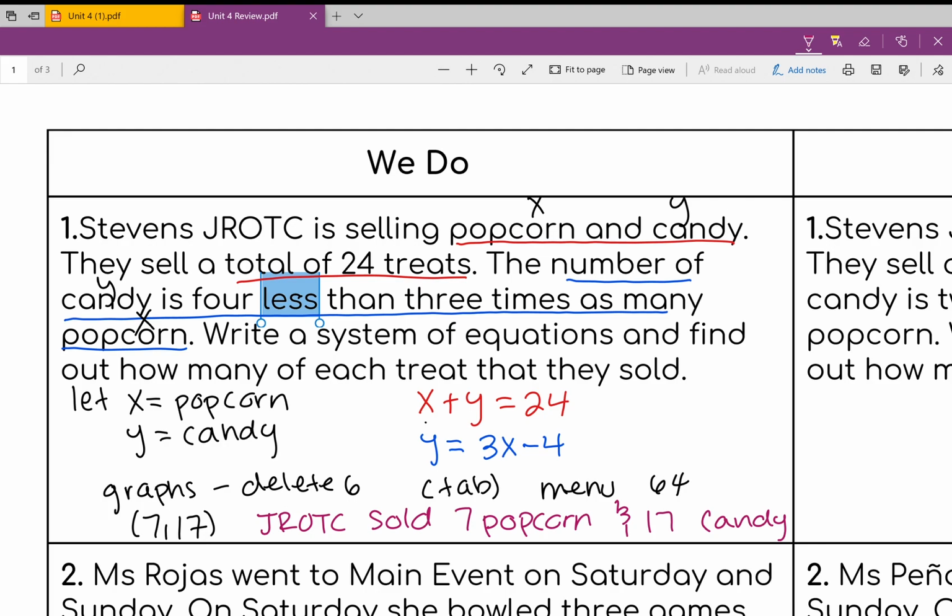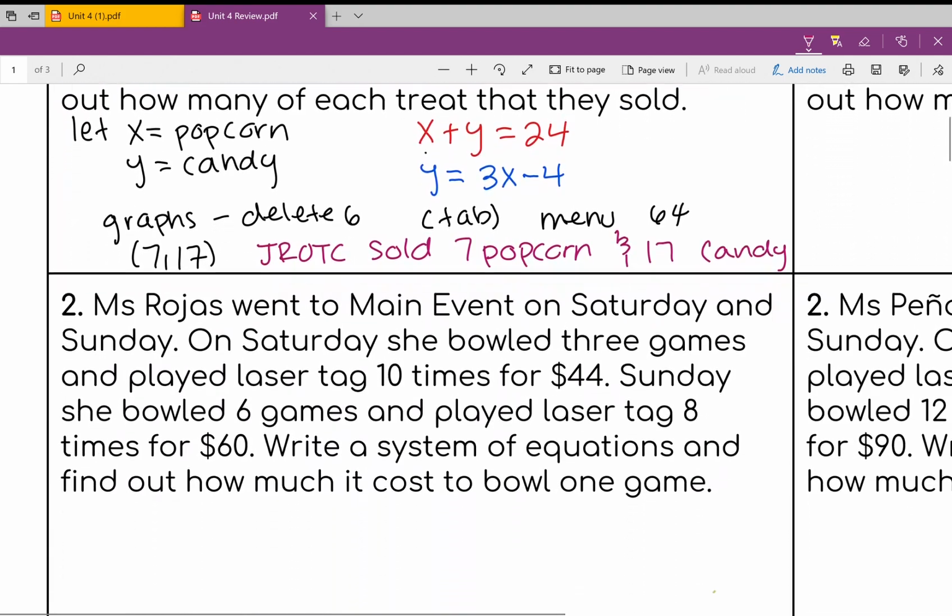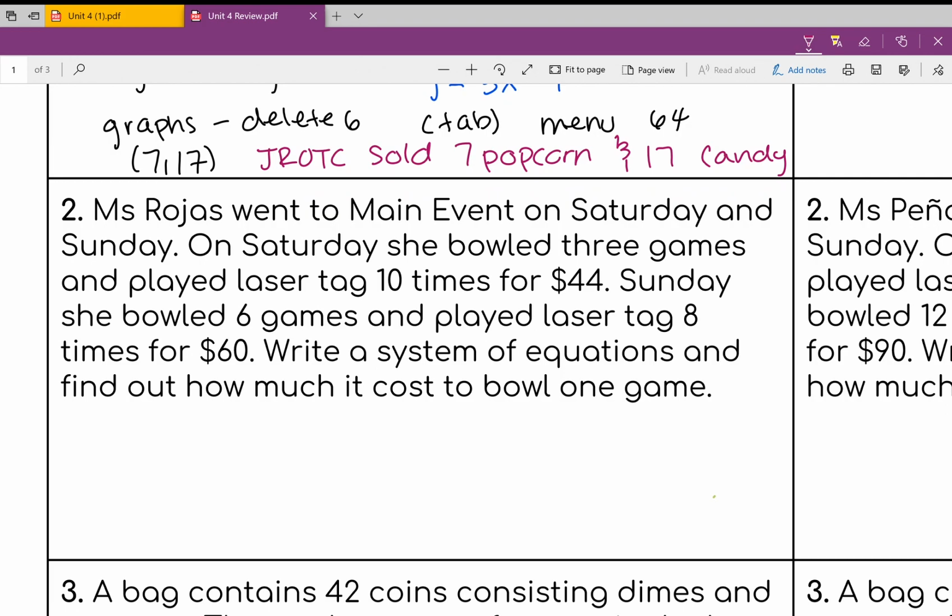Okay, let's look at the next question. The next question says, Miss Rojas went to Main Event on Saturday and Sunday. On Saturday, she bowled 3 games and played laser tag 10 times for $44. Sunday, she bowled 6 games and played laser tag 8 times for $60. Write a system of equations and find out how much it costs to bowl 1 game. So the first equation is going to come from what she did on Saturday. So Saturday, she bowled 3 games and played laser tag 10 times for $44. So that's going to be our first equation.